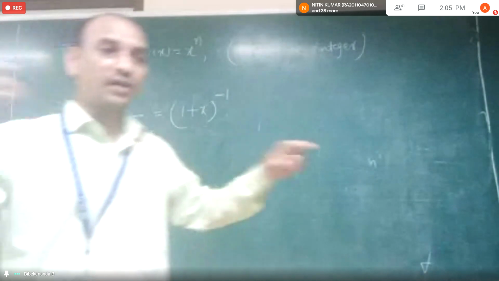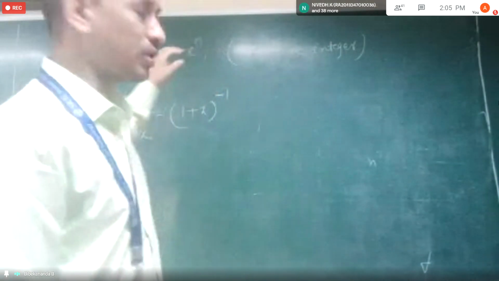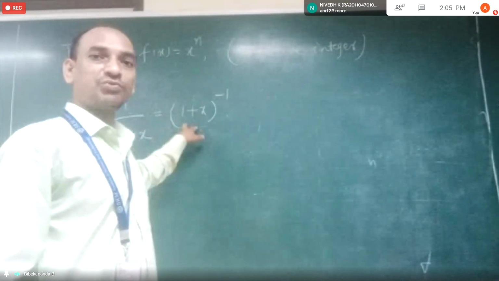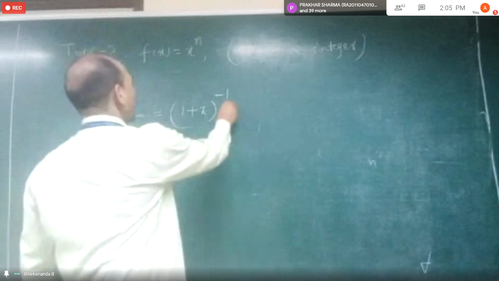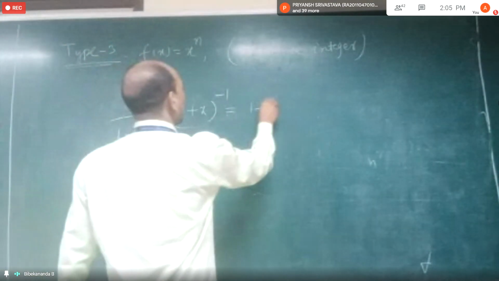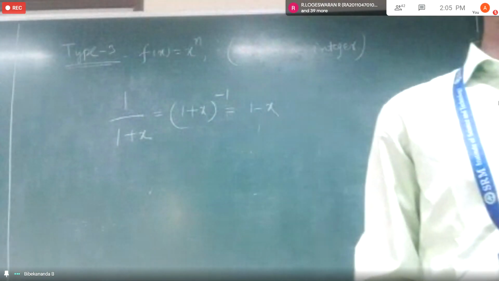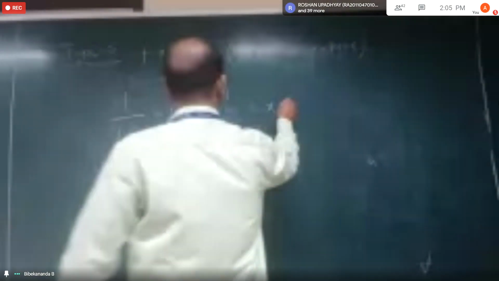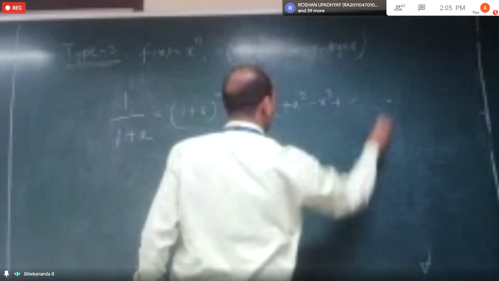If we use the Taylor series expansion for this one, if we write this one in series form, what will we get? We will get 1 minus... I have already given this formula. While solving the Taylor series, use this formula. So this will be 1 minus x plus x square minus x cube and so on.